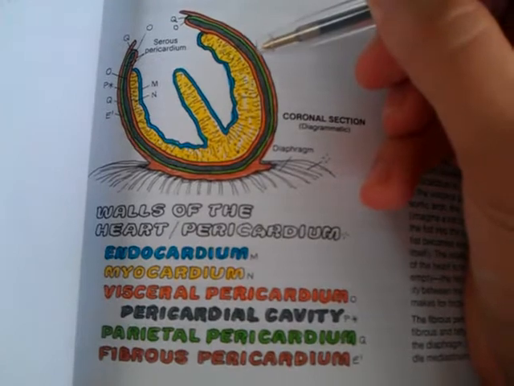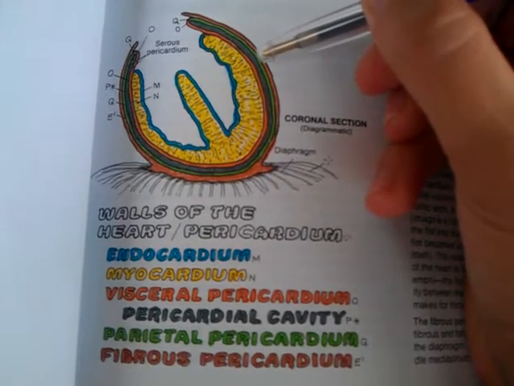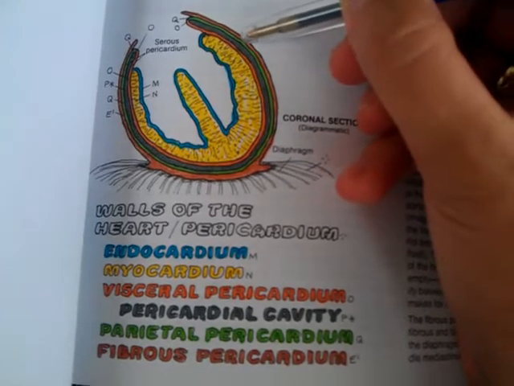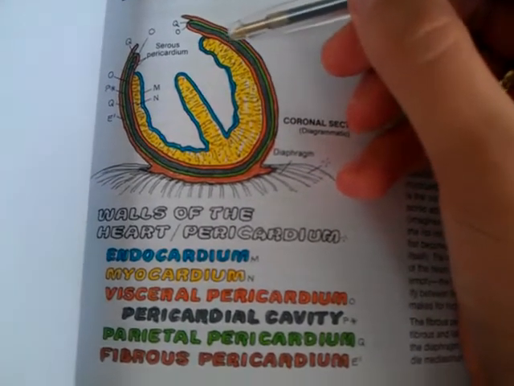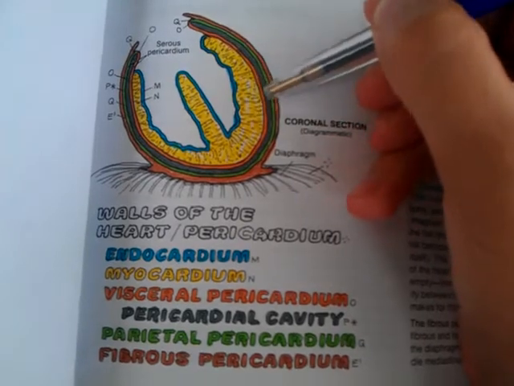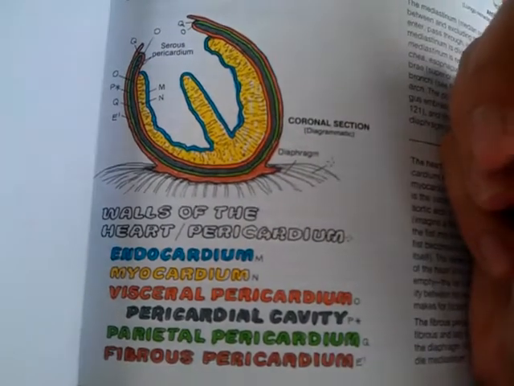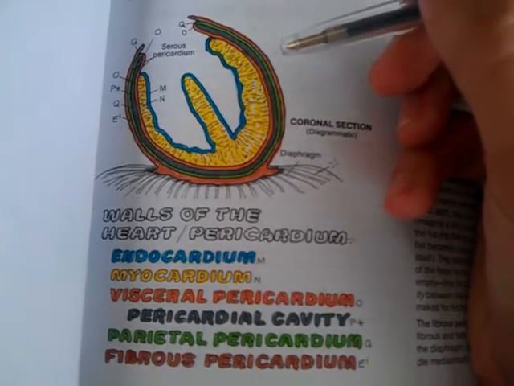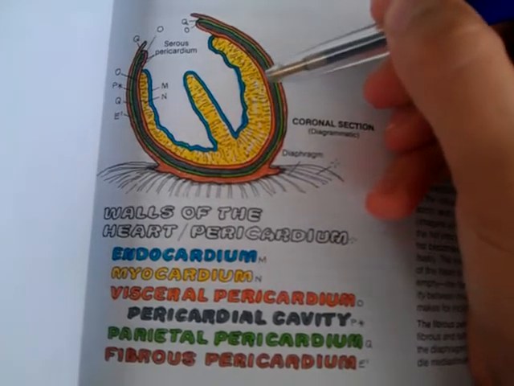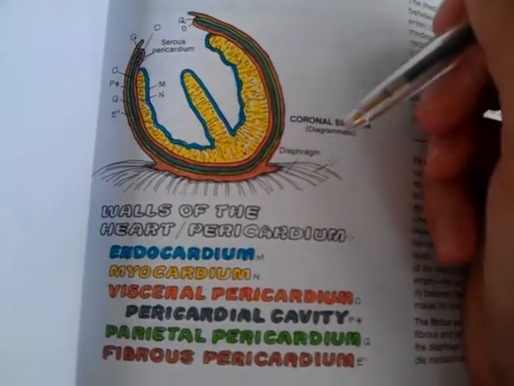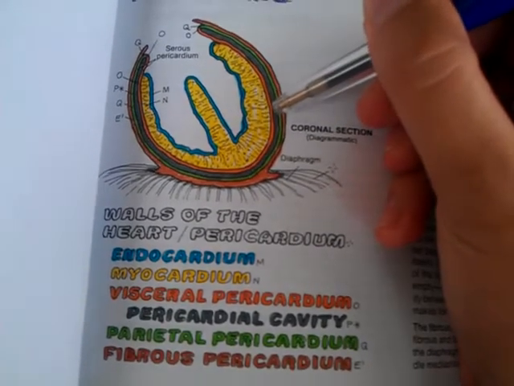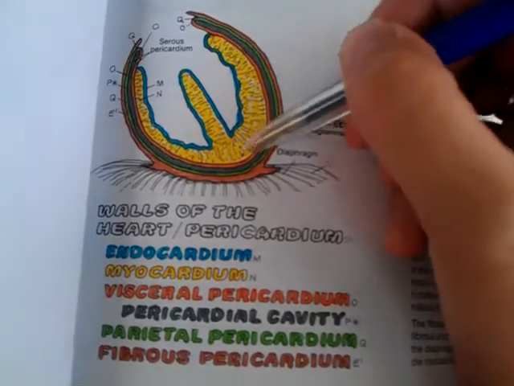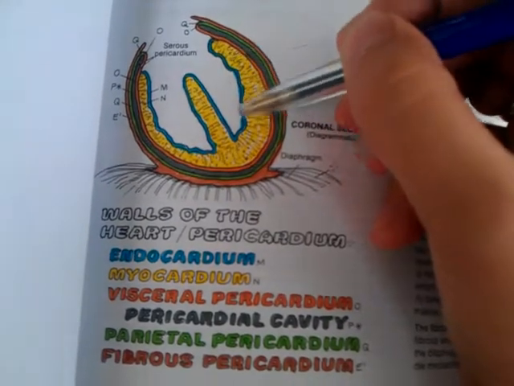The serous pericardium is two layers. You have a parietal layer lining the fibrous pericardium, and you have a visceral layer lining the heart called epicardium. And the serous pericardium encloses the pericardial cavity containing serous pericardial fluid. So the yellow is myocardium, the heart muscle, and then you have endocardium on the inside.